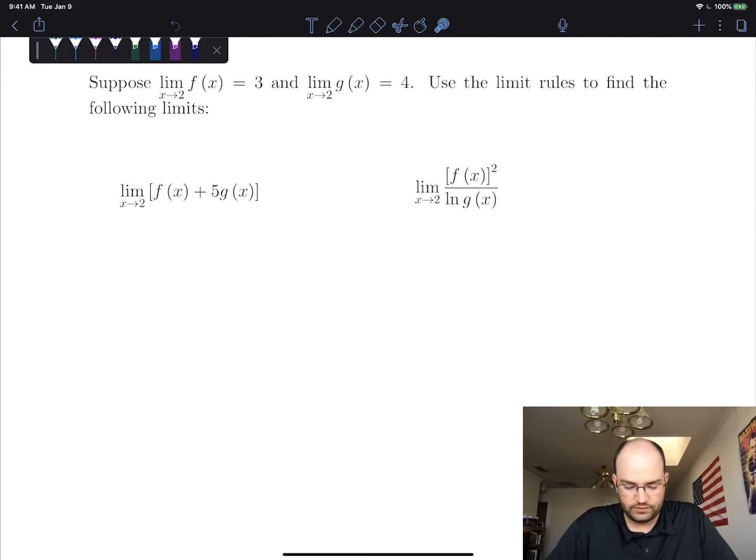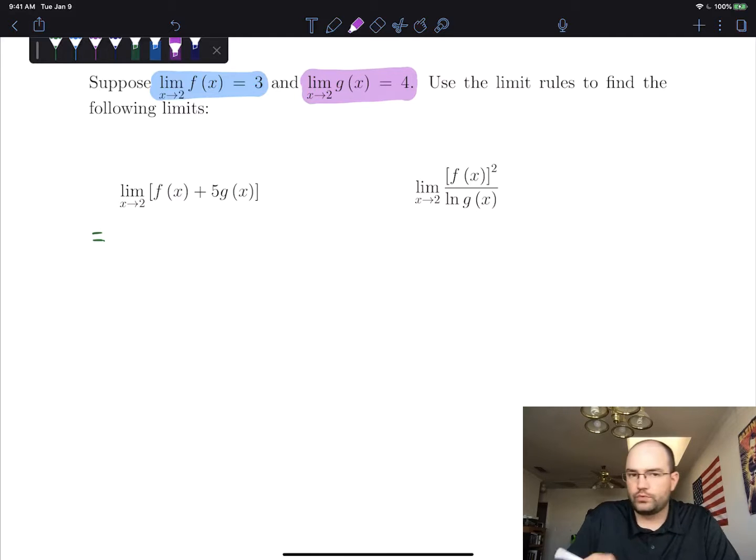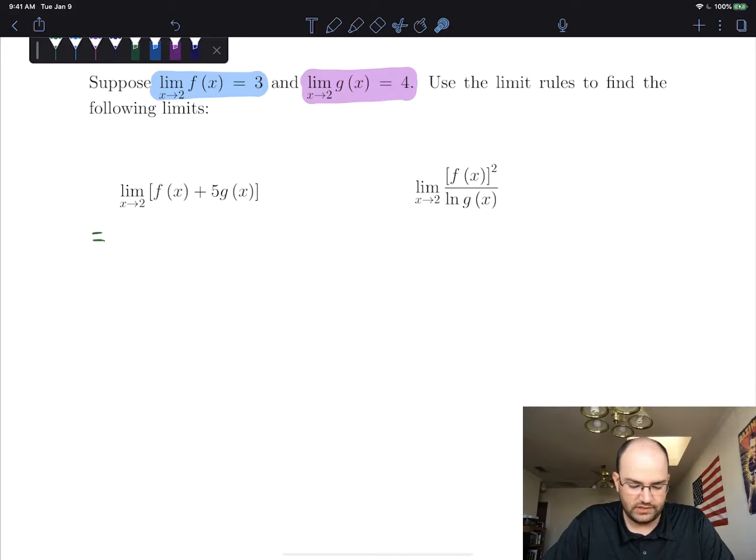Now, I'm going to run through this in a very methodical manner. You should actually be able to work this out pretty quickly, to be honest with you, but I'll go ahead and show you the long way. So first we need to realize that the limit as x approaches 2 of f of x equals 3 and the limit as x approaches 2 of g of x equals 4 is all we really need in order to answer these questions, because we have the limit as x approaches 2 and then our functions are f of x and g of x in here.